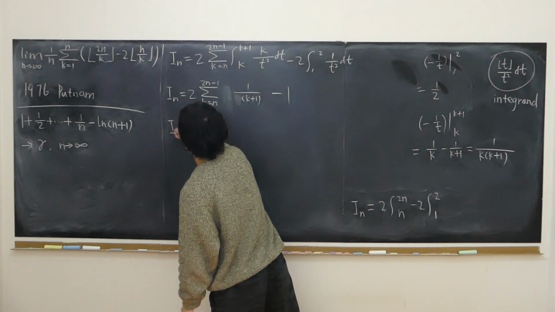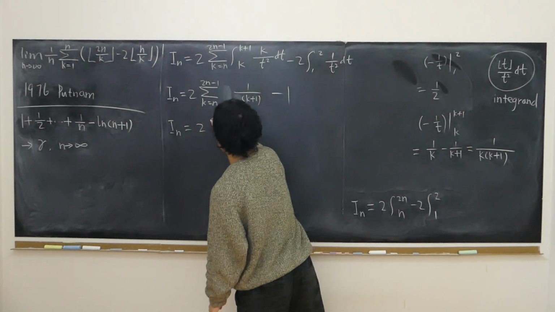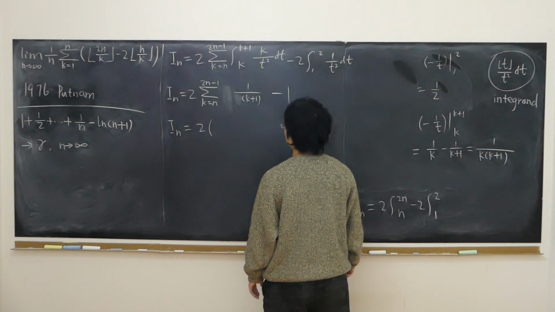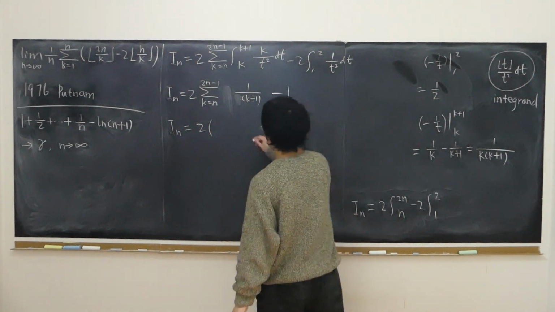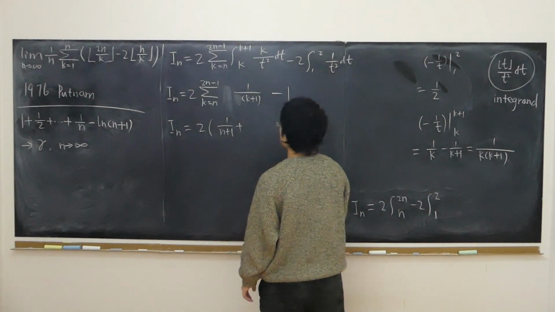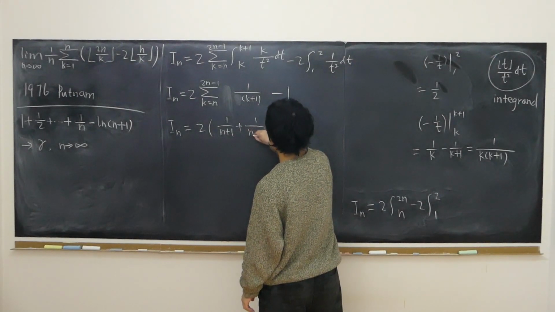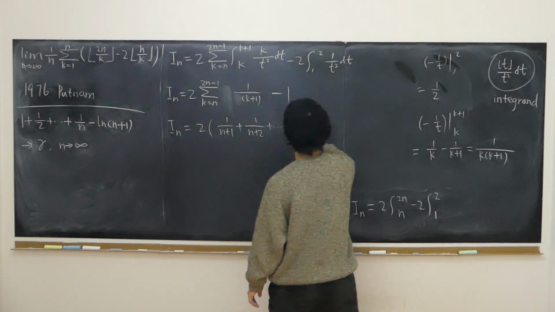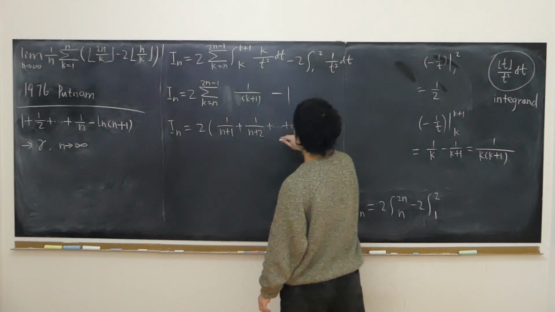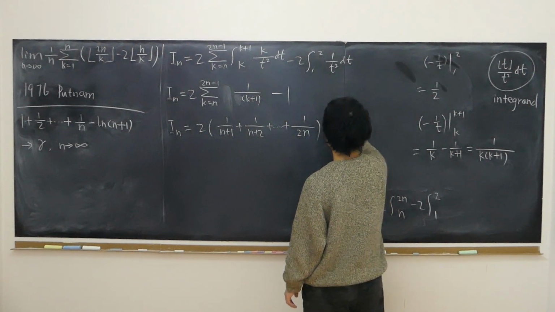And of course, minus 1 is not included in the sum, just keep in mind. I sub n is now equal to twice of this. What is that? Twice of the bracket, k from n all the way up to 2n minus 1. First term is 1 over n plus 1. Second term is, when k equals n plus 1, 1 over n plus 2, all the way up to the last term, when k is equal to 2n minus 1, 2n minus 1 plus 1, that's 1 over 2n. And we have a minus 1 here.